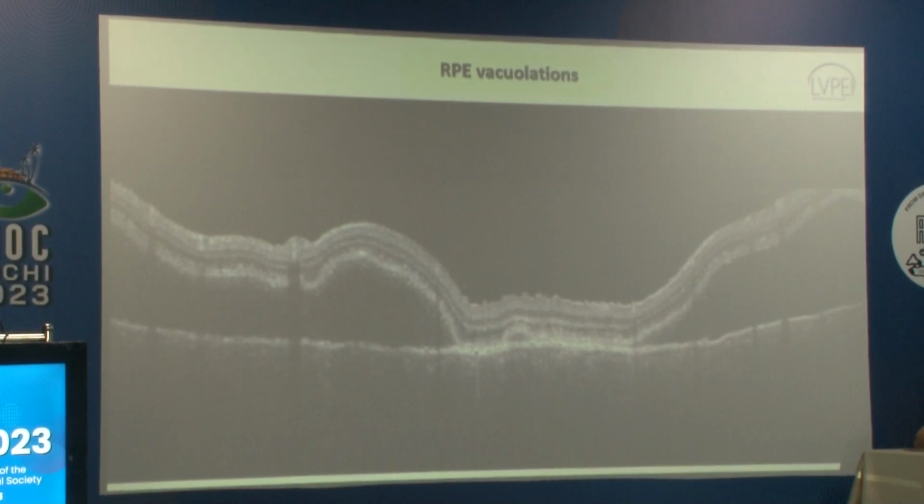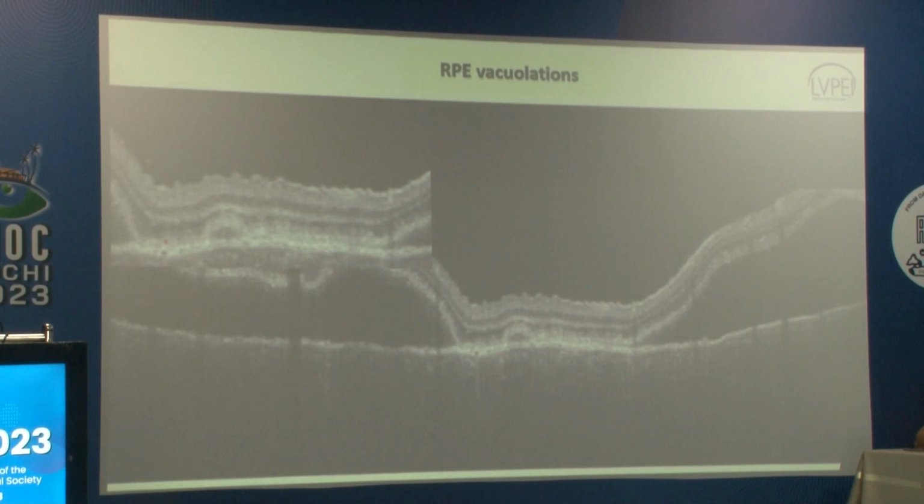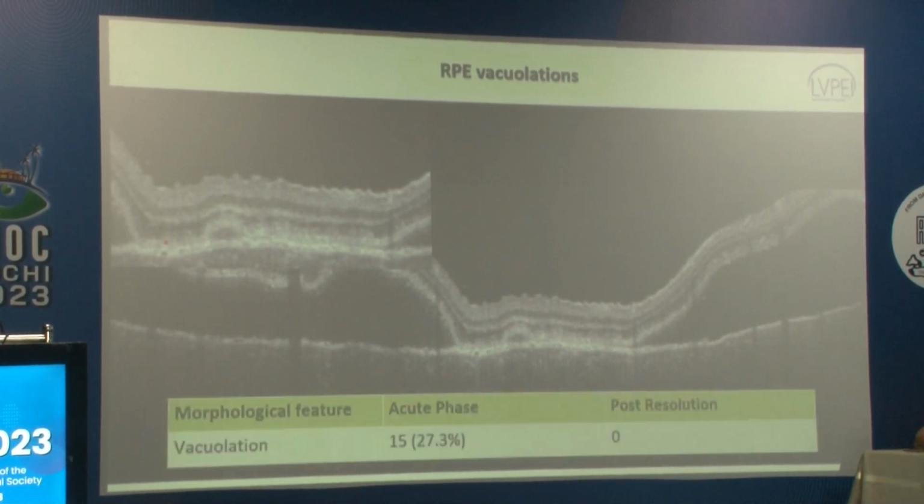In this image, we can see in the inset what is marked with the red asterisk as tiny hyporeflective lesions within the RPE, which are these RPE evacuations. We presume that these RPE evacuations occur due to increased inflammation and edema of the RPE. This was seen in around 15 eyes of our study cohort, and all of these resolved after treatment.